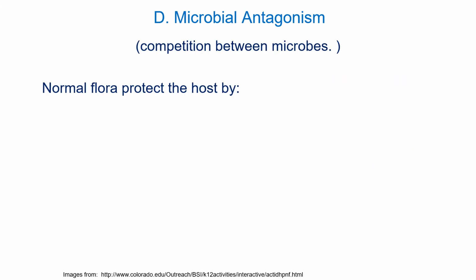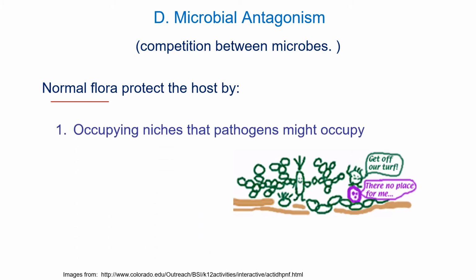So lastly, part of things that are on your skin are other microbes, of course, so our normal flora. And these can protect us from other organisms from growing on our skin or in other places in our body. How do they protect us? First of all, they occupy niches that other pathogens might occupy.